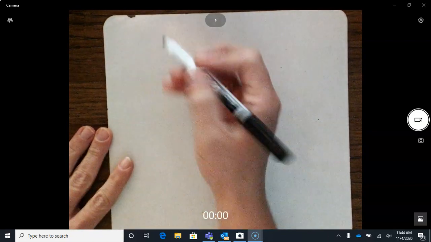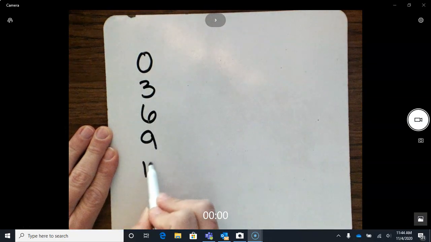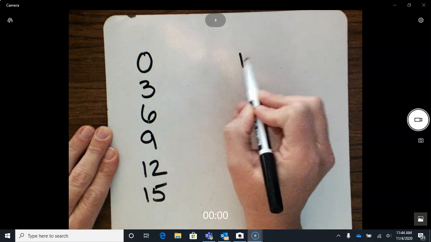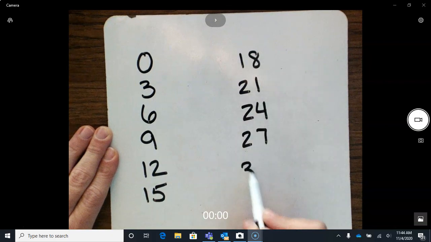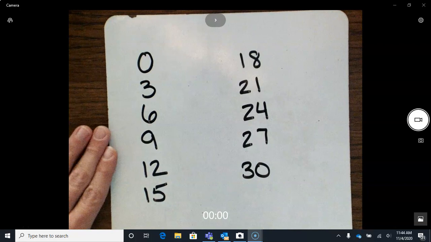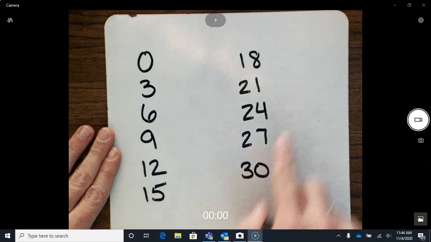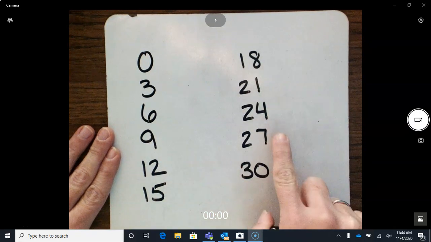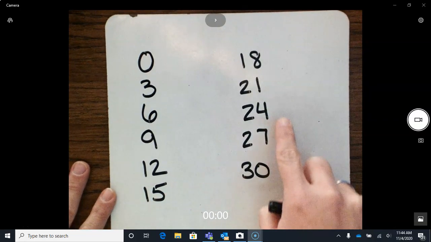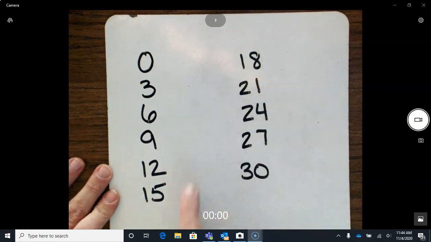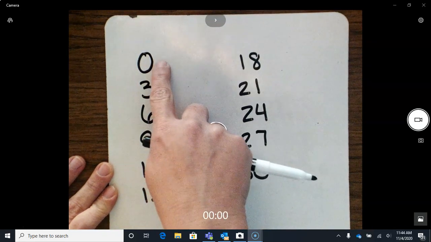So remember, when we skip count, we want to start with 0, and then it's 3, 6, 9, 12, 15, 18, 21, 24, 27, 30. All right, let's do it one more time going up. 0, 3, 6, 9, 12, 15, 18, 21, 24, 27, 30. We're going to go backwards now. 30, 27, 24, 21, 18, 15, 12, 9, 6, 3, 0.